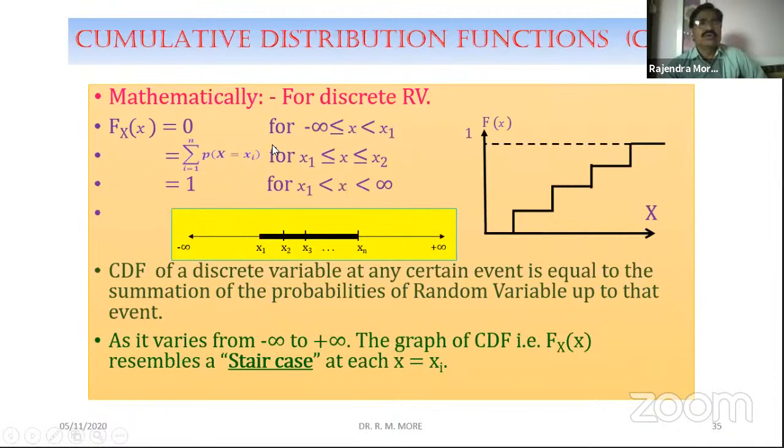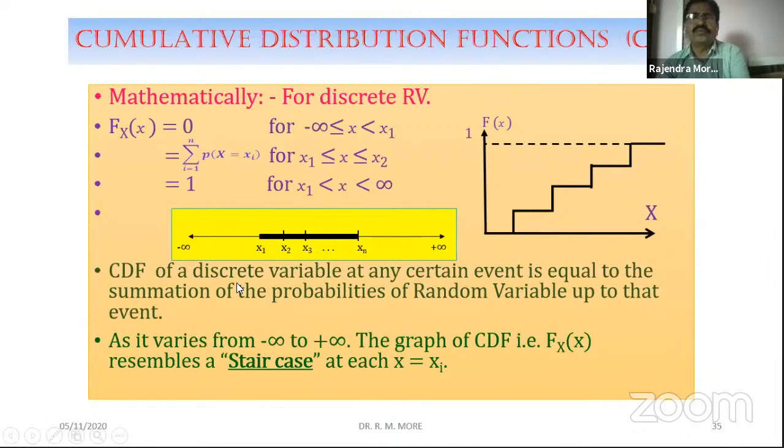So this is the function given to you. Within this range, this probability is from minus infinity to x1, from this to this, and this xi from this to this. Then x1 to x2, and then x1 to infinity, that is this. So this is our probability distribution function.